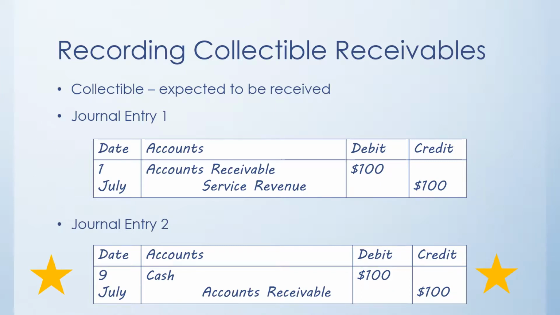Jenna decides to pay on the 9th of July. Because he no longer is owed money by Jenna, John credits accounts receivable to close the balance and debits cash. In summary, one journal entry is made at the time of the sale and another is made when the cash is received. But what if John doesn't expect to receive the money from Jenna?